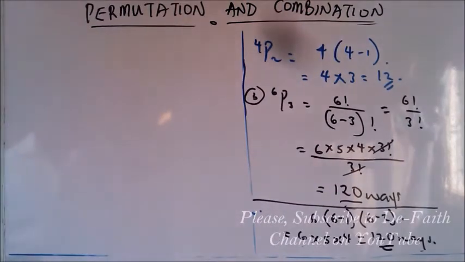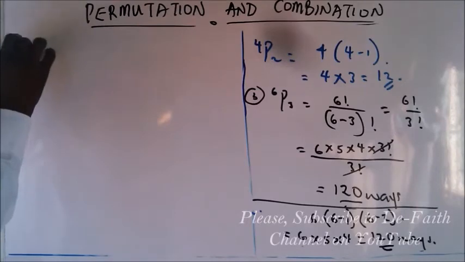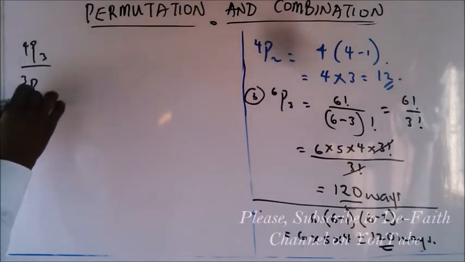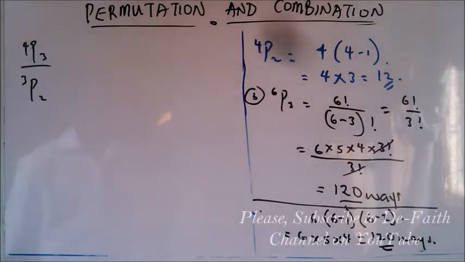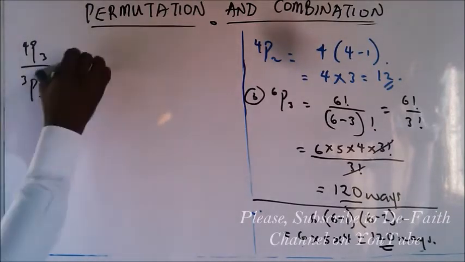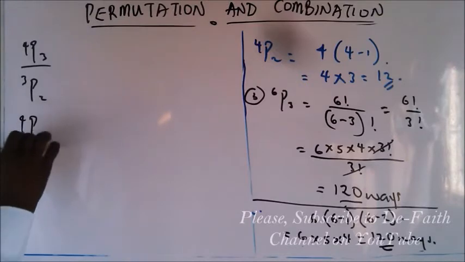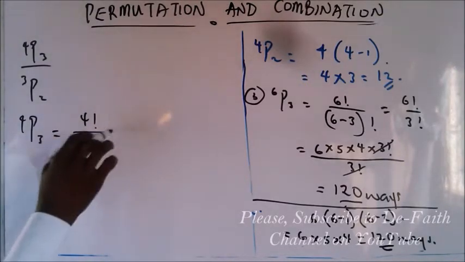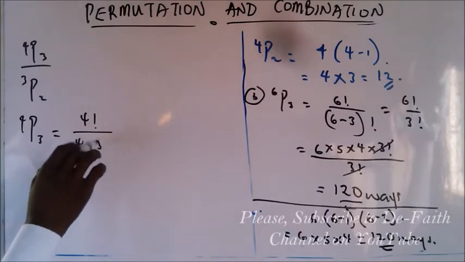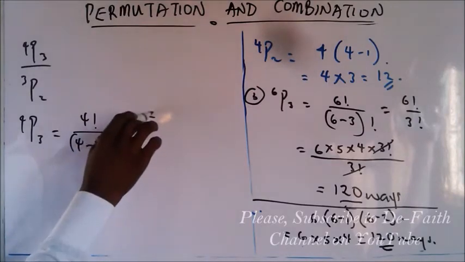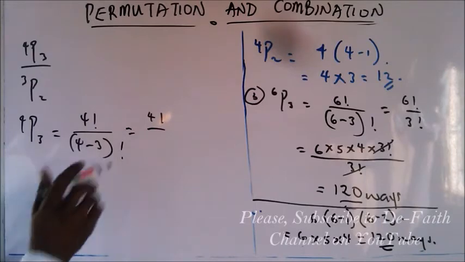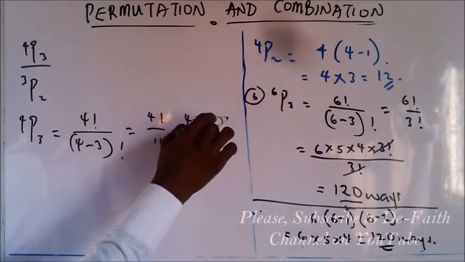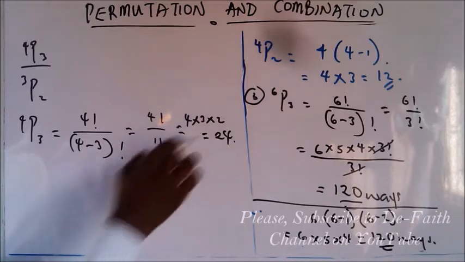Alright, so the third part of the question says 4 permutation 3 divided by 3 permutation 2. So what we need to do is to solve them separately. Where we have 4 permutation 3, it means n is 4, so we have 4 factorial over 4 minus 3 factorial. And so we have 4 factorial over 4 minus 3, which gives 1 factorial. 4 times 3 times 2, and that is 24.